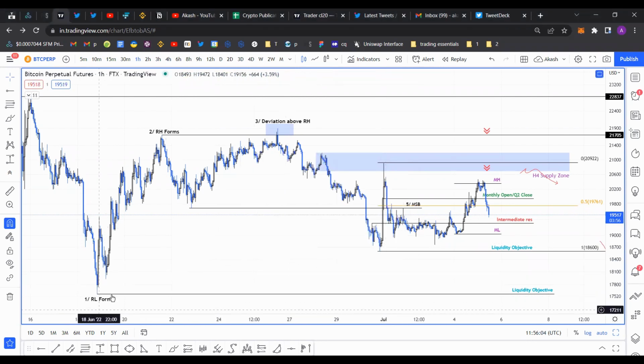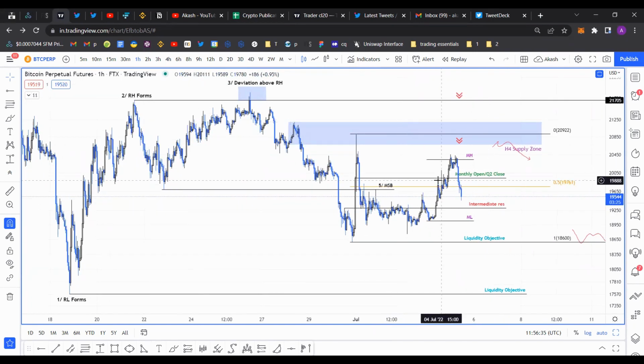Right, we have a range low that forms, and then there's a range high, and there's a deviation above the range high, which produces a market structure break. And then there's another deviation below the swing low formed between steps 2 and 3. Now that the price is deviated below this, you wait for the price to head back into the supply zone and then get rejected there, and that's where you short. Now, I already took this initial short, and I closed my position somewhere around here. But there is another opportunity for the price to go up into the supply zone and get rejected.